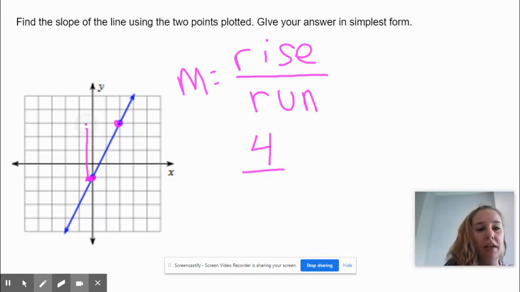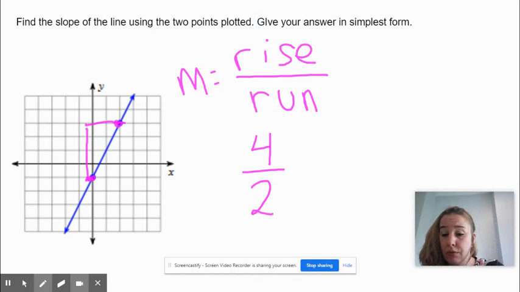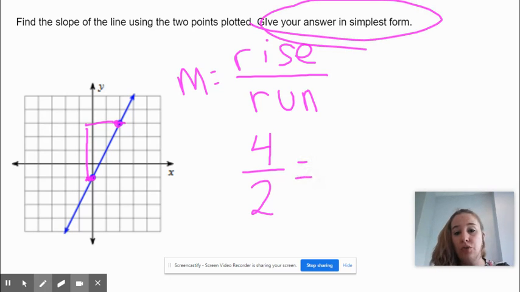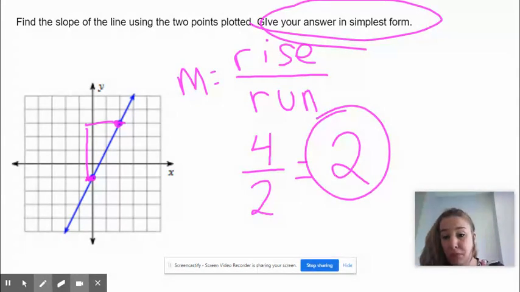And then my run, 1, 2. 4 over 2 would be my slope. But of course, it says give your answer in simplest form. 4 over 2 is just 4 divided by 2, which is 2. So for this example, my answer is 2.